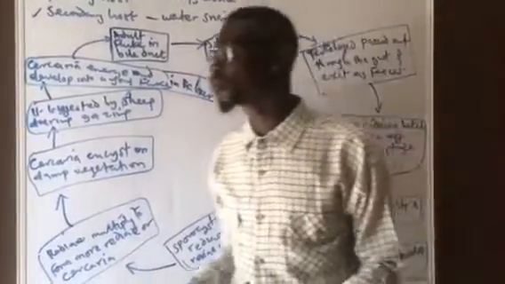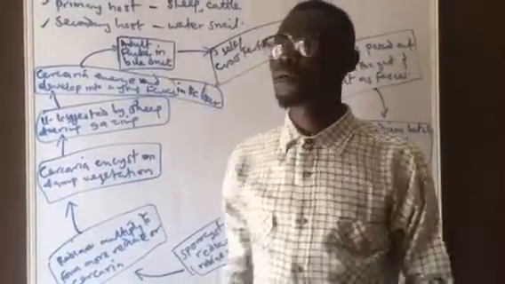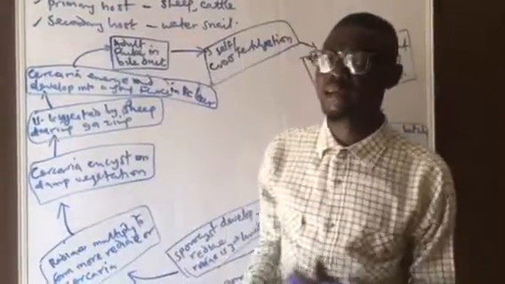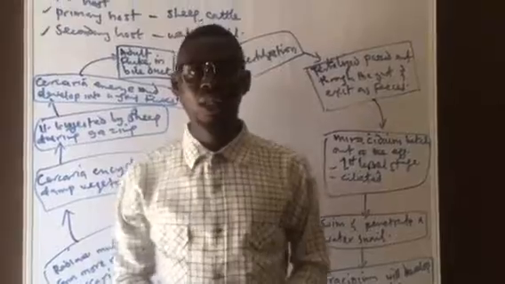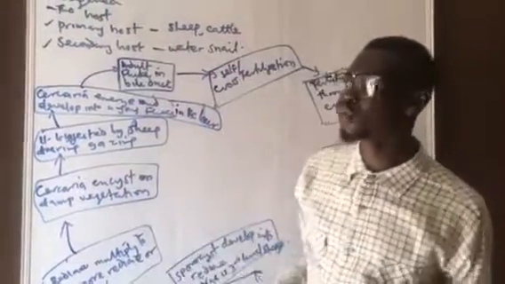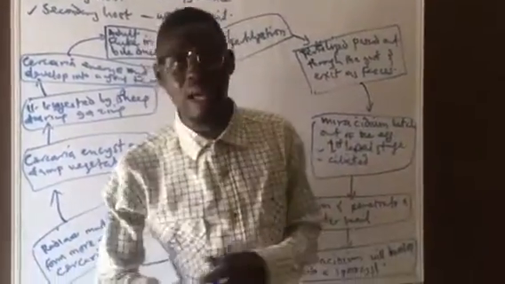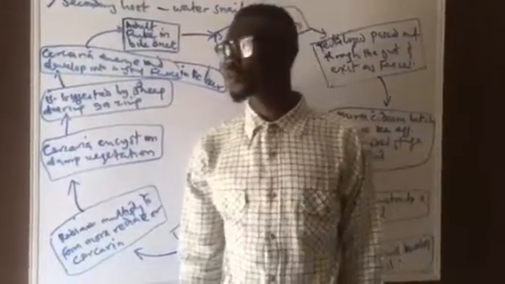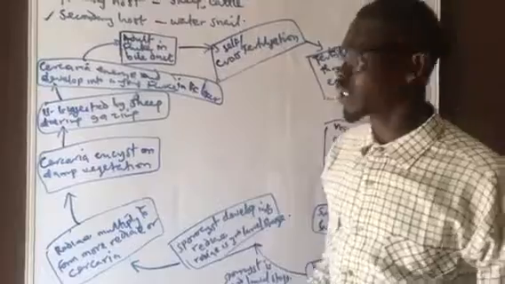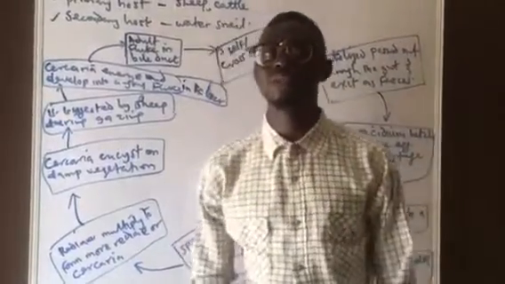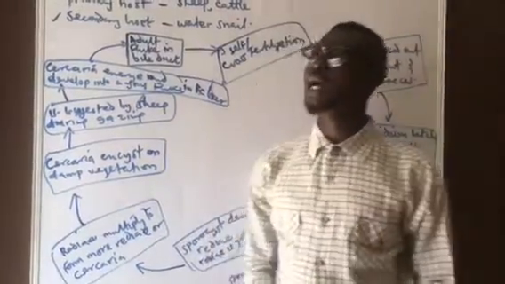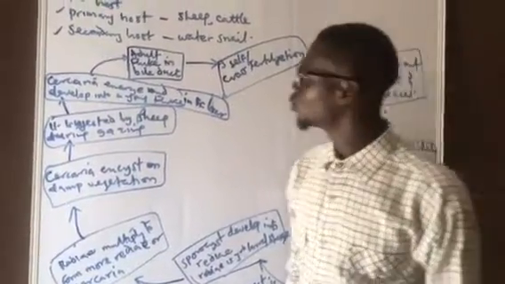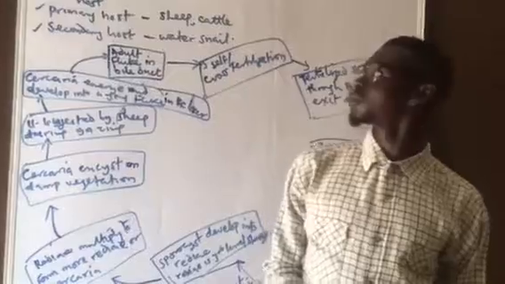Then we also have the control. When we want to control this Fasciola, we can introduce biological control, such as ducks or geese that feed on the snail. Then we have to clear their habitat. We have to clear the pasture or the land where they are found. You can also kill the larval stage with some chemicals. Those are the controls of liver fluke. So that's all about liver fluke.